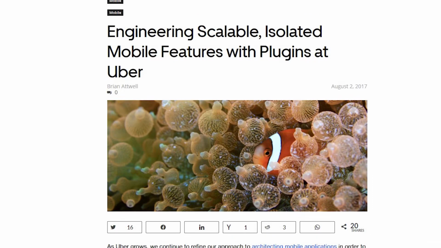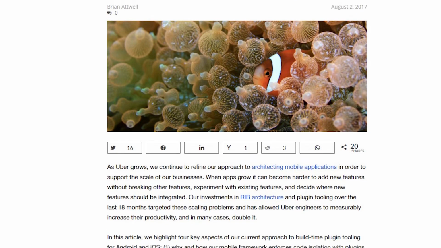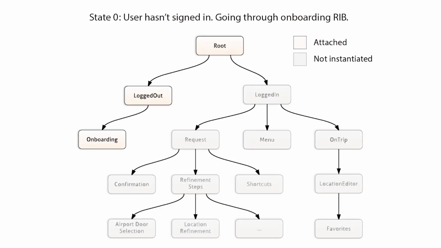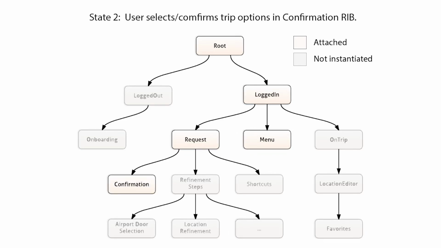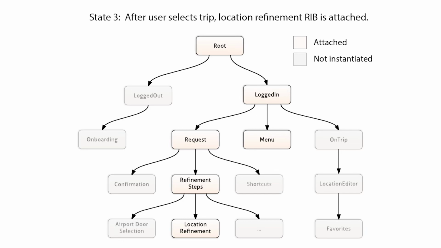And this is essentially the idea behind Uber's plugin architecture. The architecture is constructed such that any node in the tree can be pruned with a simple switch. Any parent feature can kill any child feature at any time remotely.